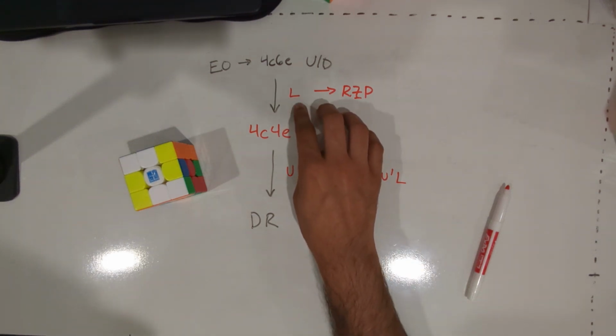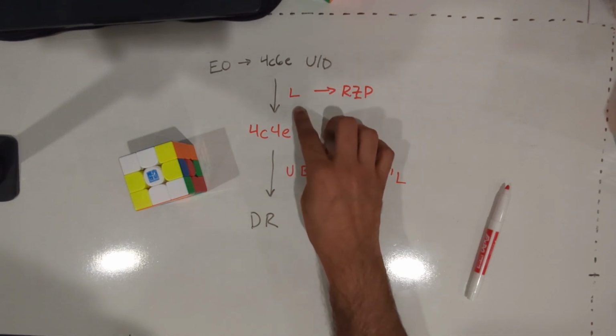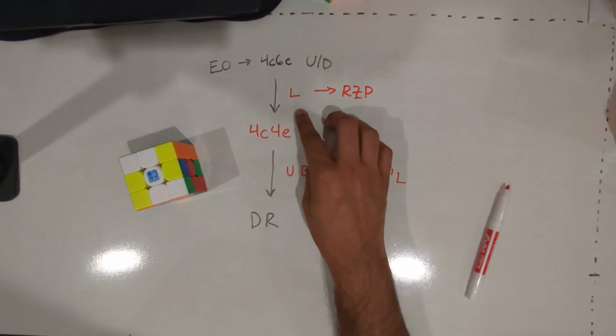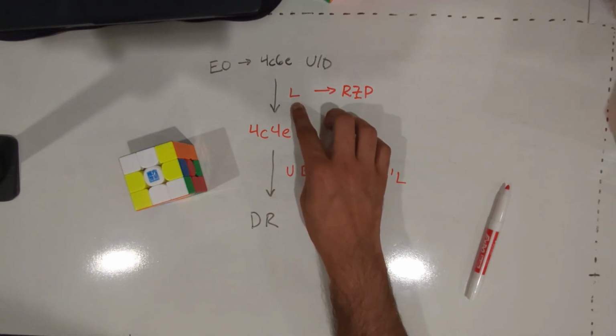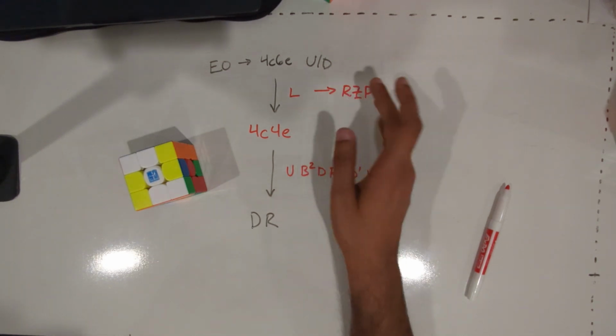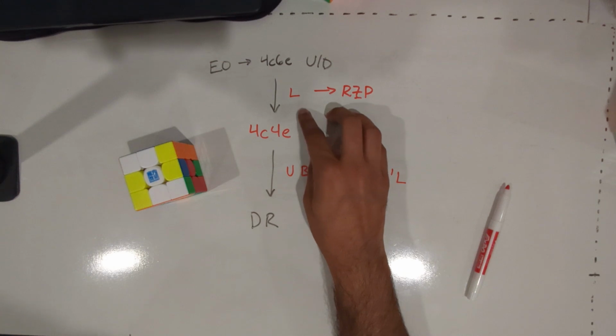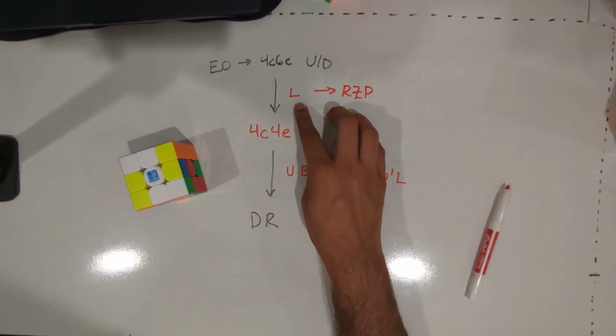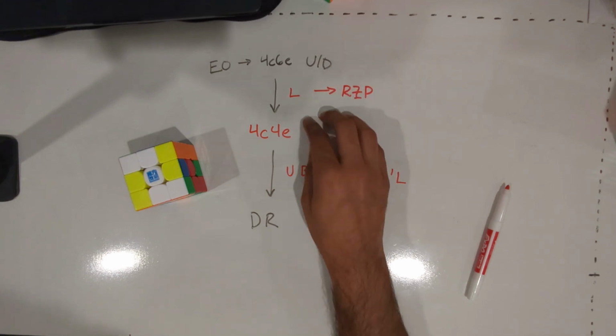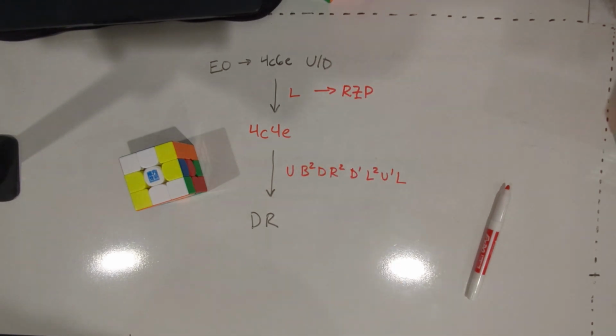Note that either L or L prime could have worked here in order to get to RZP. What I usually do is pick the non-prime move, and then if I need to do more moves or I need to switch this to an L2, I'll just do an L2, and that way I can do it for no penalty, and I can always cancel it when writing down the final solution. It's just what I find is easier. You can do it whichever way you like.